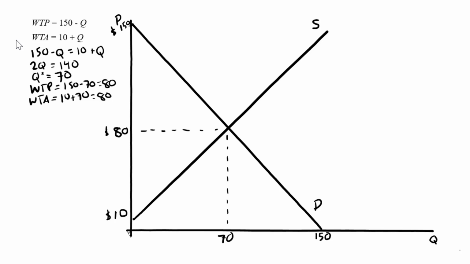But here we see that P star is equal to both the willingness to pay and the willingness to accept. It's $80. All right, so now we found equilibrium price and quantity. There are going to be 70 textbooks bought and sold every day for $80 each. The problem asks you to consider an out of equilibrium price as well, of $100.